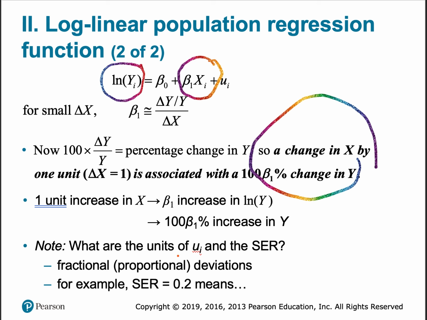Let's think carefully. The units of u i and the standard error of regression are going to be measured in the same units of the dependent variable, that is natural log of y. So we're going to be looking at fractional or proportional deviations. So for example, if the standard error of the regression is 0.2, that means the standard error is, on average, 20% away from the prediction.